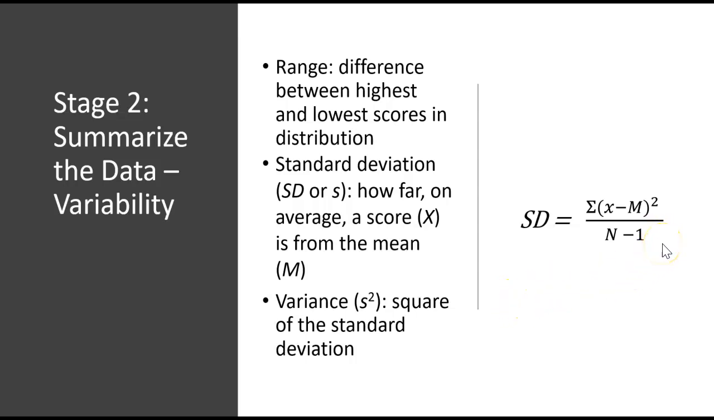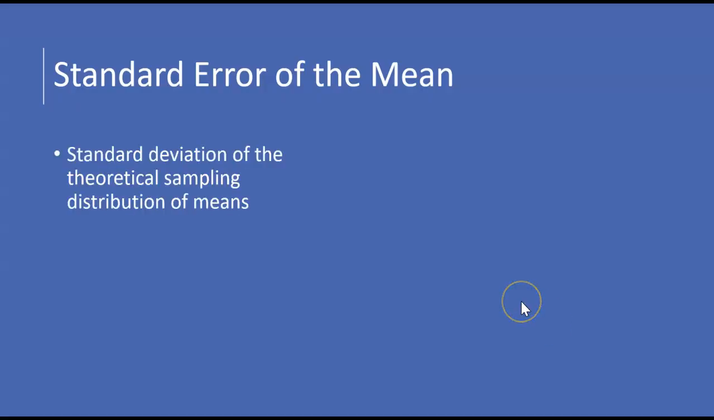Now, the formula for standard deviation is the sum of each score in the distribution minus the mean. You square those, that gets rid of the negative signs. You divide by the number of scores in the sample, subtract 1, and you end up with your standard deviation. Be thankful that we're not asking you to take a data set and calculate the standard deviation by hand. It's tedious. Another descriptive statistic that is sometimes reported is called the standard error of the mean.